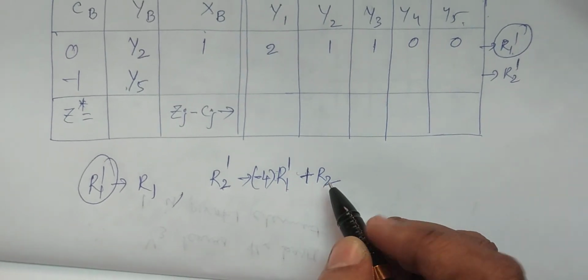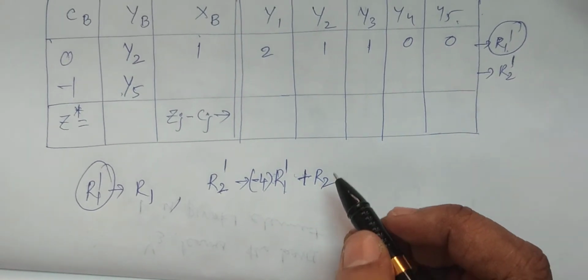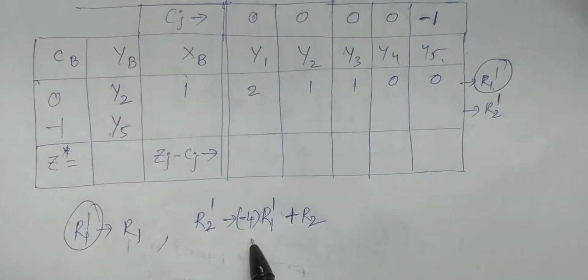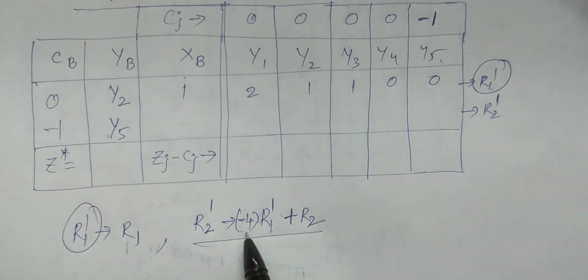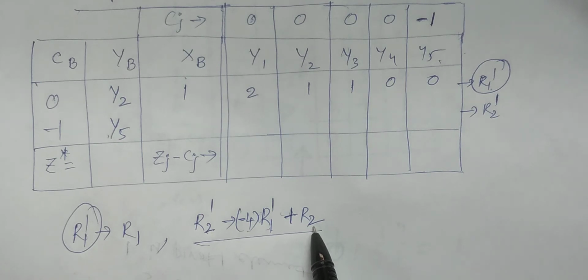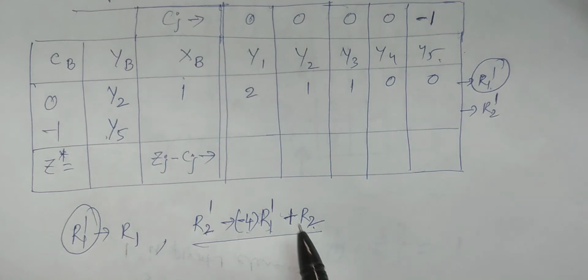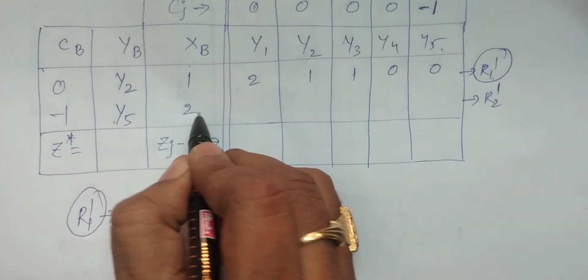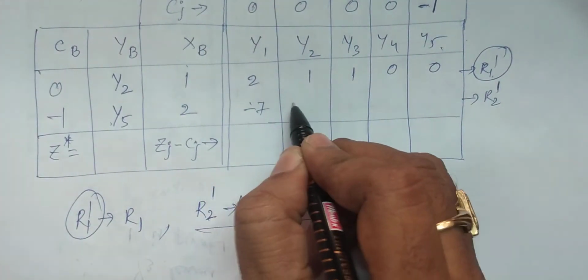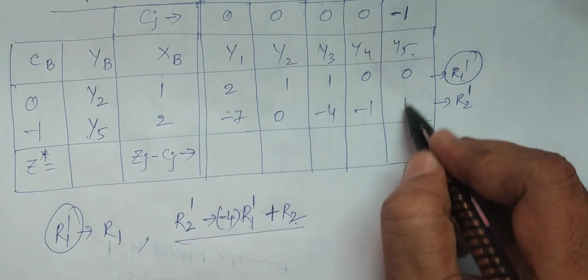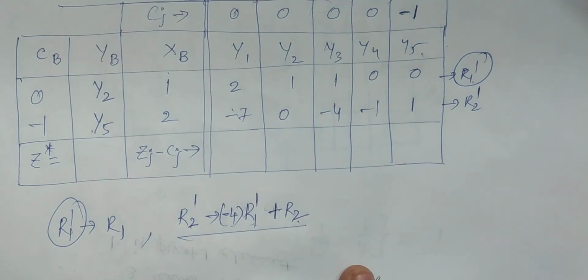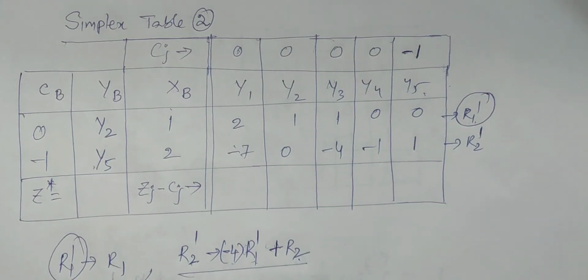You do the operations, and you will get the respective values. I am noting down the values here. Please calculate R2 dash with this operation: minus 4 into R1 dash plus R2. You do the operations and you will get the elements in R2 dash. What are the elements here? It is 2, minus 7, 0, minus 4, minus 1, and later on 1. So these are the elements we obtain with the calculations.